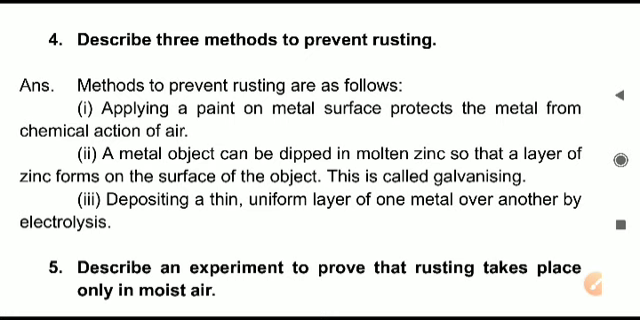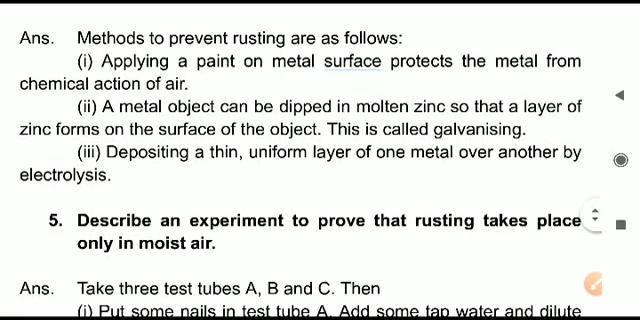Third point, depositing a thin uniform layer of one metal over another by electrolysis. In this also, the same concept: if an object is made of a metal, that object can be protected by forming a layer of another metal by the process of electricity, by passing electricity, by the process of electrolysis. So these are the different methods you have seen.